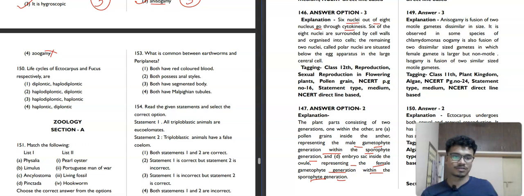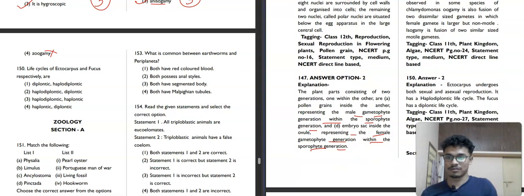Now the last question, 150, is a very good question. Life cycle of Ectocarpus and Fucus respectively are, you may be confused with the options, diplontic and haplodiplontic? No. Haplodiplontic for Ectocarpus and then Fucus is diplontic. So the second option is our correct answer. Haplodiplontic, no. Haplontic, diplontic is also no.